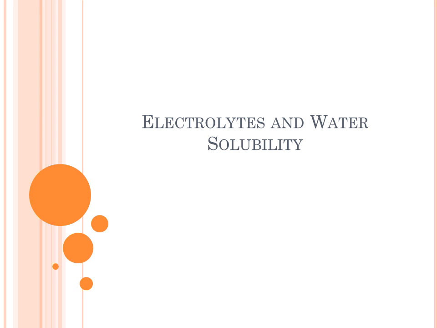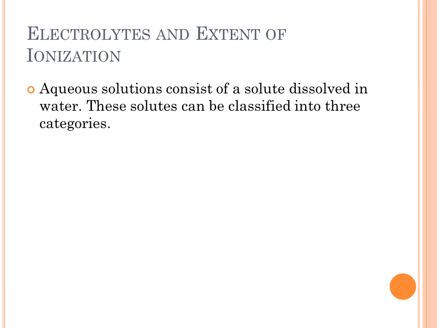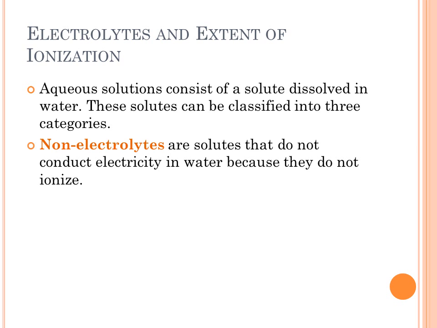This is a brief tutorial on electrolytes and water solubility of ionic compounds. So let's look at electrolytes and how much they ionize. Aqueous solutions consist of a solute dissolved in water. These solutions can be classified into three basic categories.